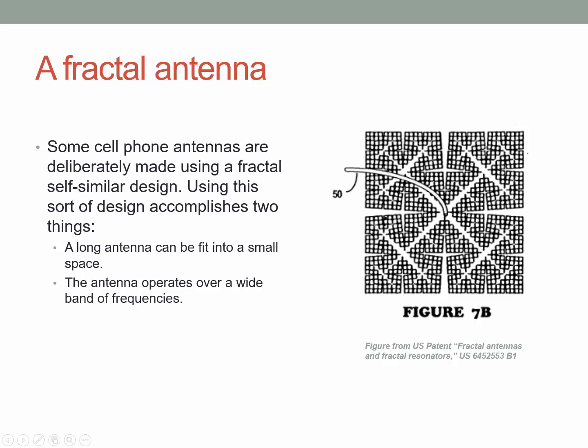Now, why would you do this? Well, using this sort of design actually accomplishes two things at once. First of all, it manages to fit a long antenna into a small space, which is what you want to do in the cell phone. And also, because of the fractal nature, it turns out one can work out the fact that it actually operates over a very wide band of frequencies.